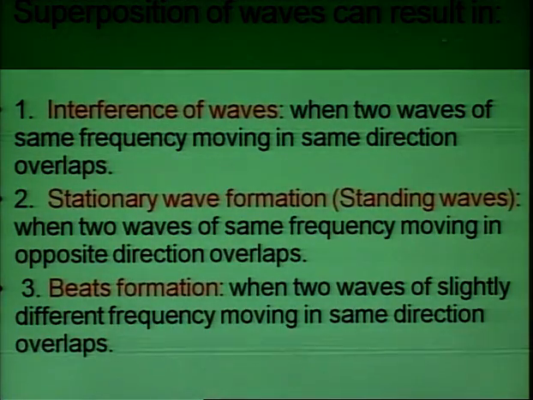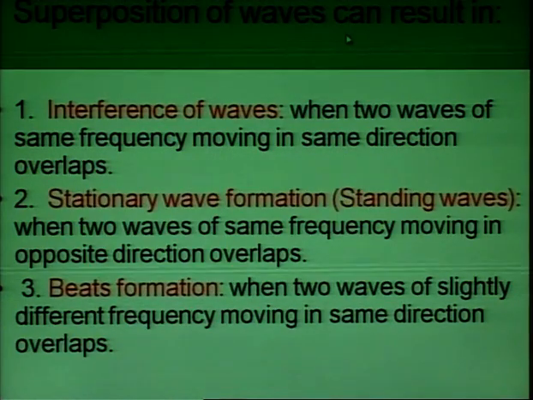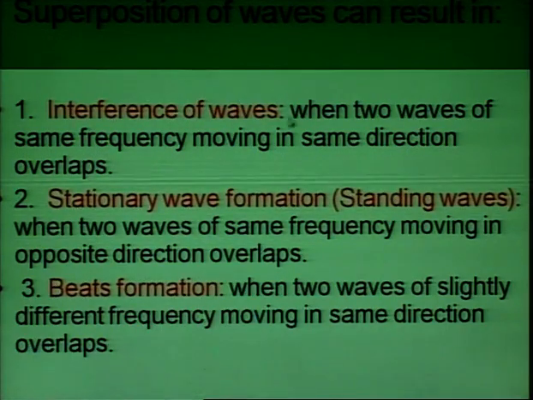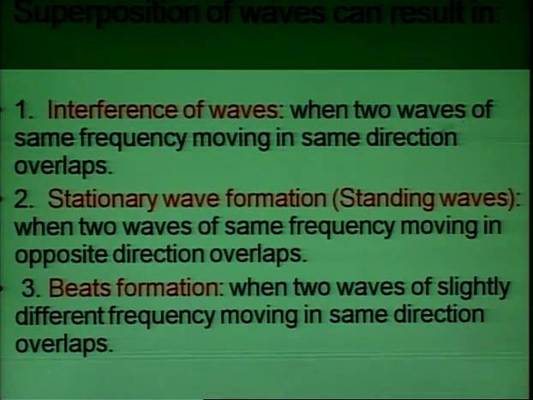Now next, superposition of waves can result in different outcomes, since waves can superimpose in different ways. Mainly we are going to discuss three. Number one is interference of waves. Here the two waves that superimpose are of the same frequency and moving in the same direction. So when two waves of the same frequency moving in the same direction overlap, the resultant phenomenon is called interference of waves. When two waves of the same frequency moving in opposite directions superimpose, the resultant phenomenon is called standing wave or stationary wave formation.